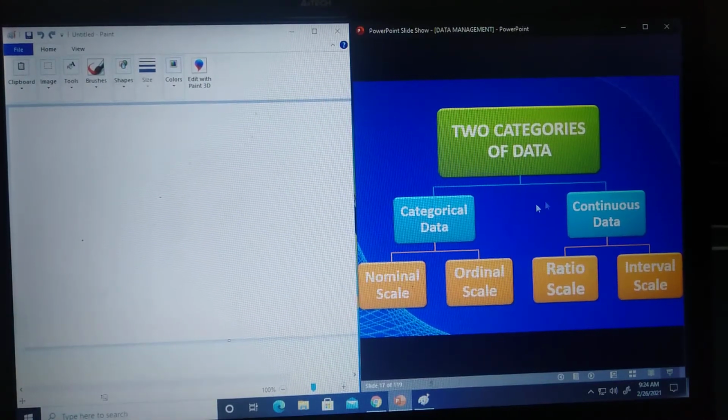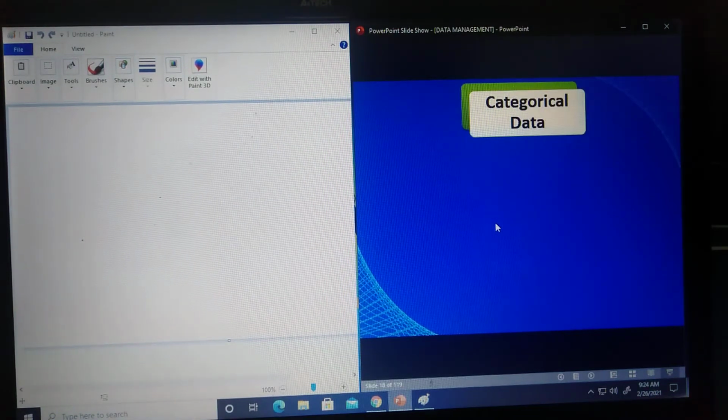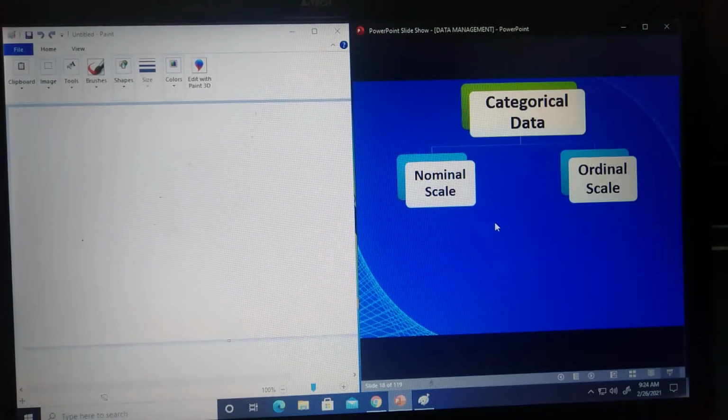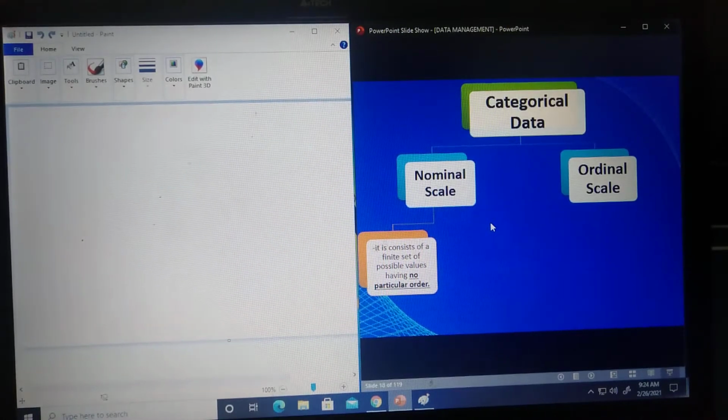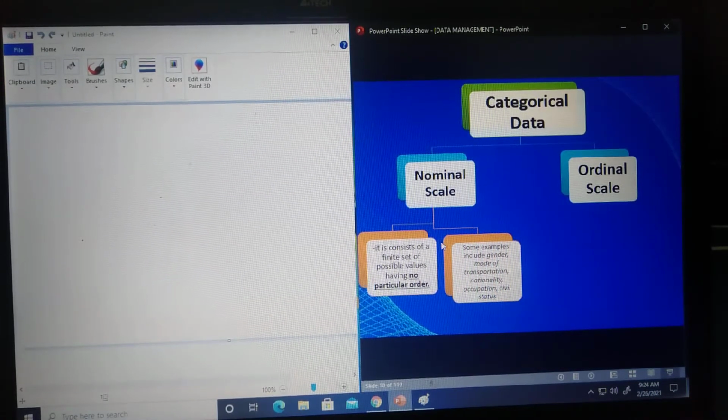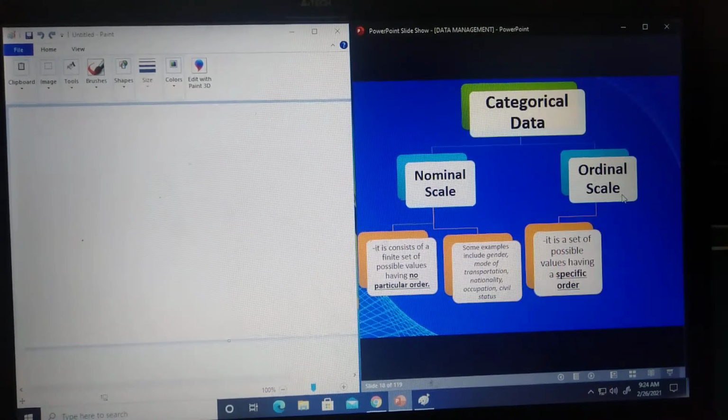Now, let's differentiate the two. Let's focus first on categorical. Categorical data, I said, has nominal and ordinal. When we say nominal, it consists of a finite set of possible values having no particular order. So nominal means no order. That's your clue: nominal, no order. For example, mode of transportation, gender, nationality, occupation, civil status. Since these have no order, whichever comes first is okay, because they are neutral. So if nominal has no order, ordinal has an order. There is a specific order when we talk about ordinal.